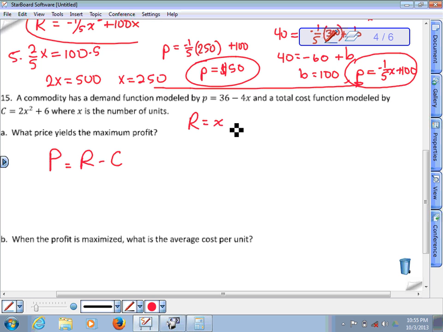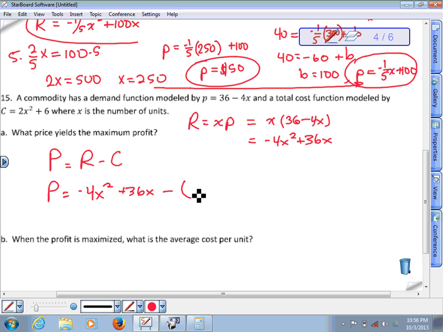Now, revenue is equal to x times the price. We're here, so that's equal to x times 36 minus 4x, which is negative 4x squared plus 36x. So the profit is equal to negative 4x squared plus 36x minus the cost, which is 2x squared plus 6. So combining like terms, we're going to have a negative 6x squared plus 36x minus 6.